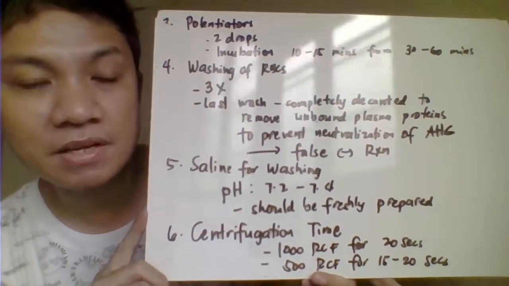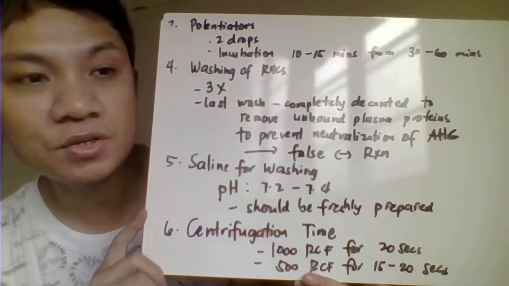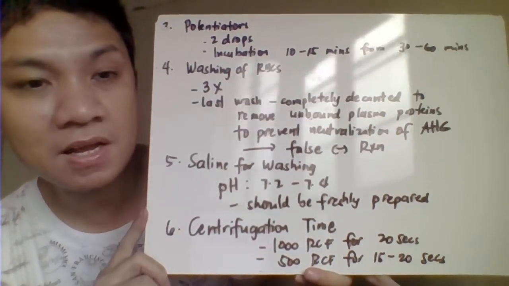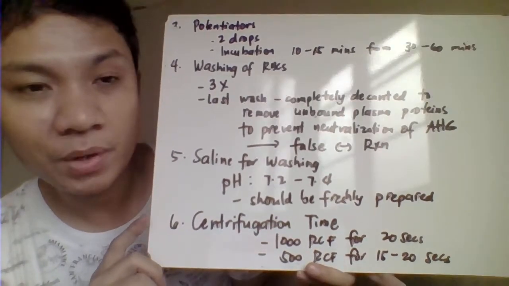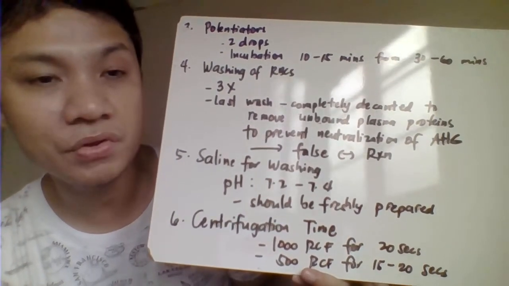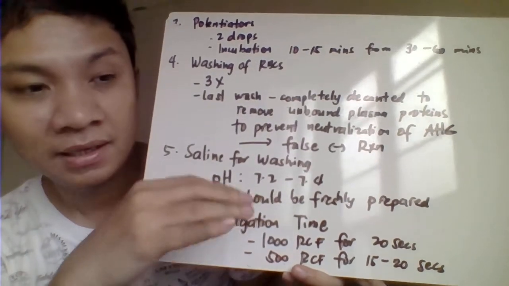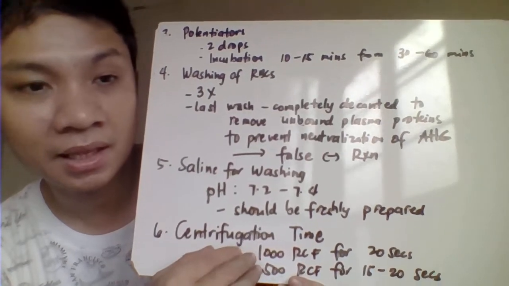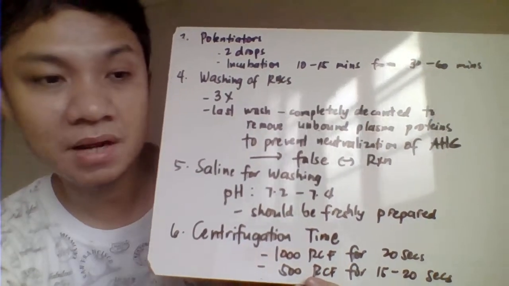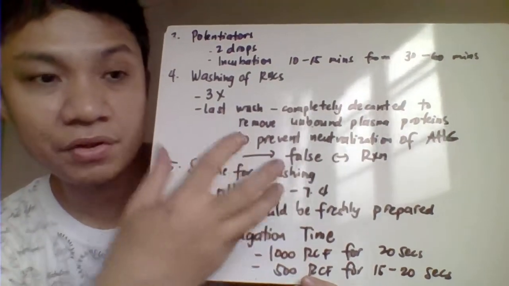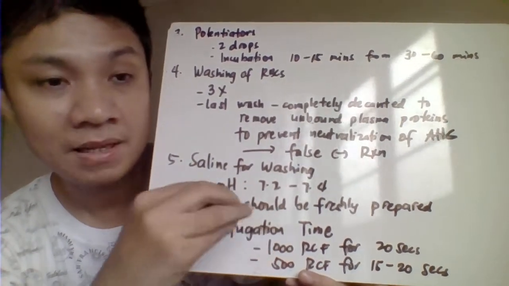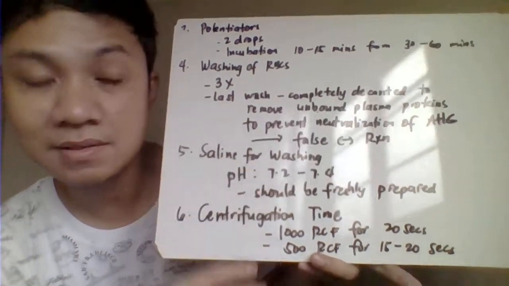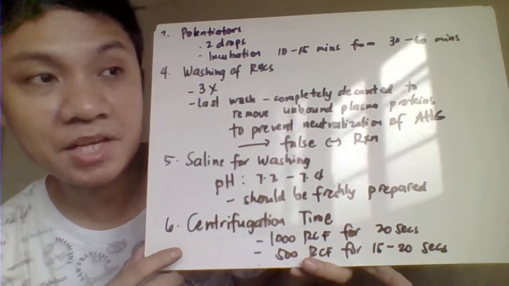Next we have the washing of the RBC. The washing should be done 3 times, and the last wash should be completely decanted. When doing the washing, centrifuge and make sure that your RBC forms a pellet at the bottom before you discard. After centrifuging, your RBC should stick to the bottom of the tube so that when you decant, they will not be poured out with the supernatant. Make sure they do not come off.